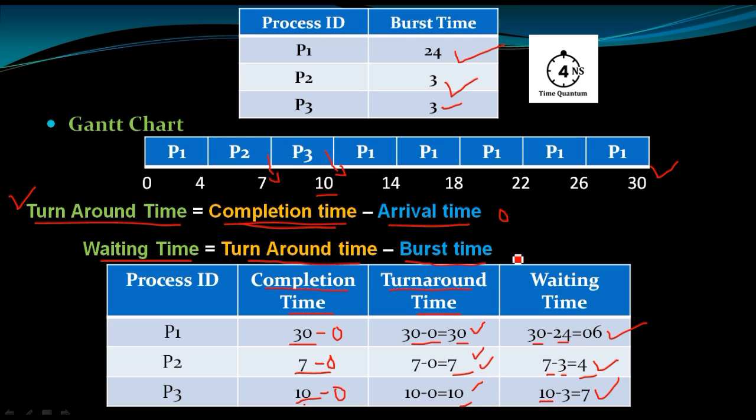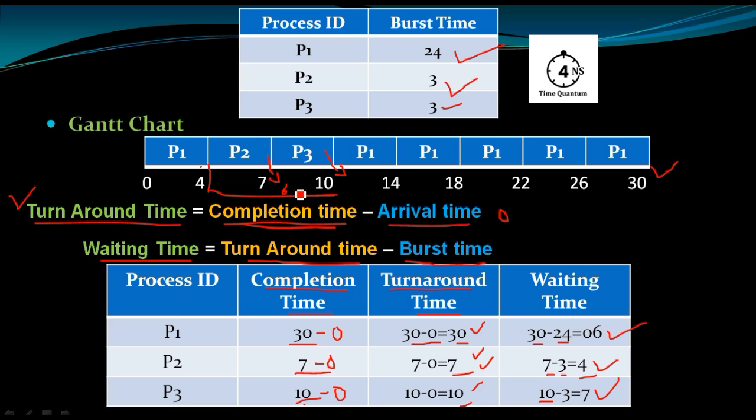So this P1 process waited for 6 nanoseconds. How do we calculate? P1 has already got the first time quantum, so we have to start from this 4 nanosecond to 10 nanosecond. How much time? 6 nanoseconds. For 6 nanoseconds P1 has not got any time quantum, so it is waiting for only 6 nanoseconds, right?